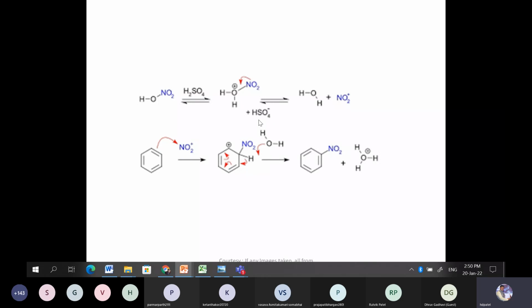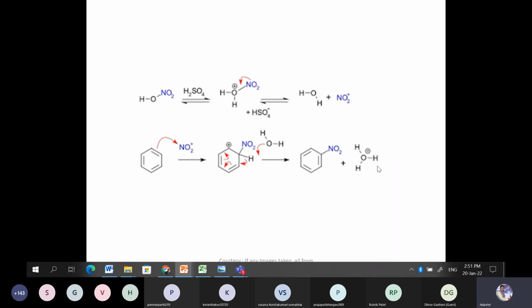If the reaction condition is highly acidic, then it will attach to the HSO4 minus, and from here removal of H plus will take place. So HSO4 minus and H plus will convert into H2SO4. So we can consider H2SO4 to act as a catalyst for this reaction. Second, if it reacts with water, it will form H3O plus. Now this H3O plus reacts with HSO4 minus, so again it will convert into H2O plus H2SO4.